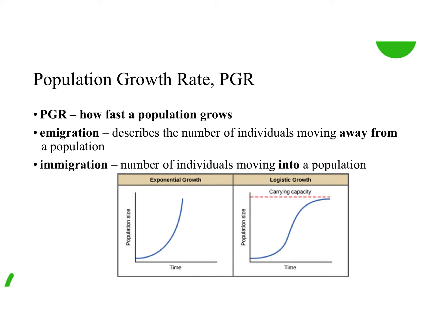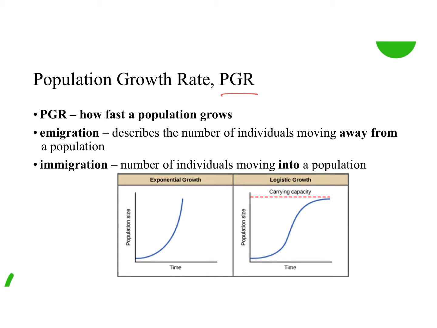So today we're going to talk about population growth rate, which can be abbreviated as PGR. Population growth rate is just how fast a population grows. And when we look at the population growth rate, we look at a couple things.